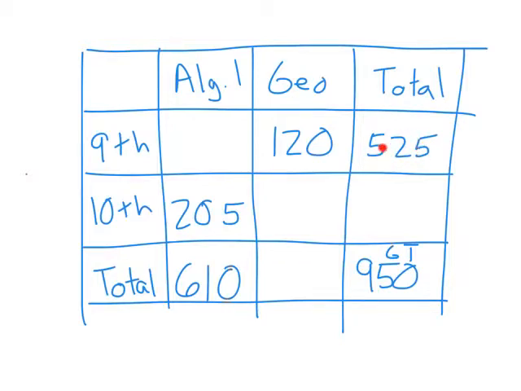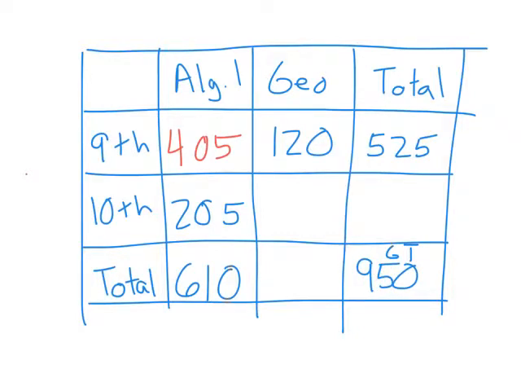Okay, so there's 525 total ninth graders. If I take away the 120 geometry students, 525 minus 120 leaves me with 405 Algebra 1 ninth graders. Okay, so let's double check really quick. Does 405 plus 205 add up to 610? It does, so we know we're good there. I'm not going to be able to figure out 10th graders quite yet because I need to fill in this box here, okay? So I know that the grand total is 950.